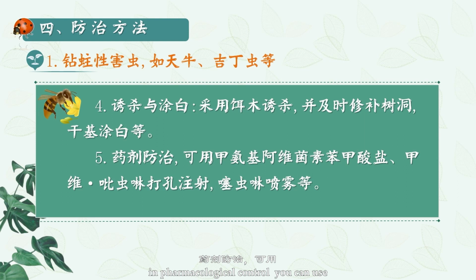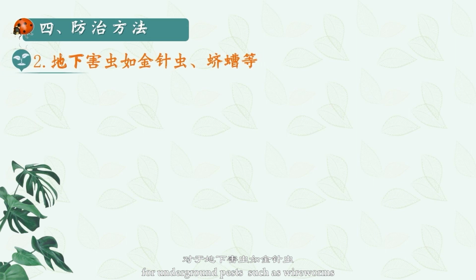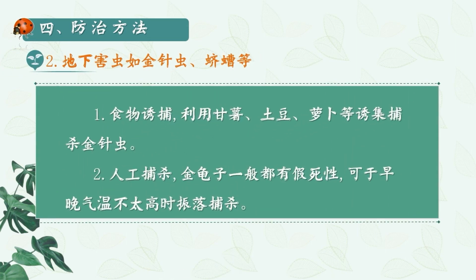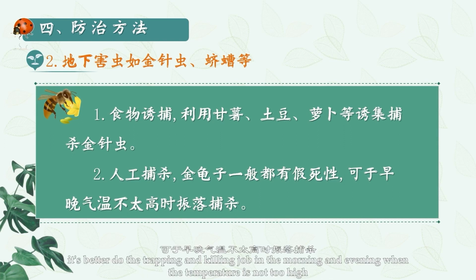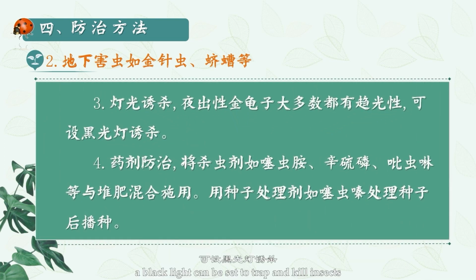In chemical control, you can use emamectin benzoate, imidacloprid injection, thiacloprid spray, etc. For underground pests such as wireworms, grubs, etc., use sweet potatoes, carrots, and other traps to kill the wireworm. It's better to do the trapping and killing job in the morning and evening when the temperature is not too high. A black light can be set to trap and kill insects. Apply pesticides such as clothianidin, phoxim, imidacloprid, etc., mixed with compost. Use seed treatment such as thiamethoxam to treat seeds and then sow them.